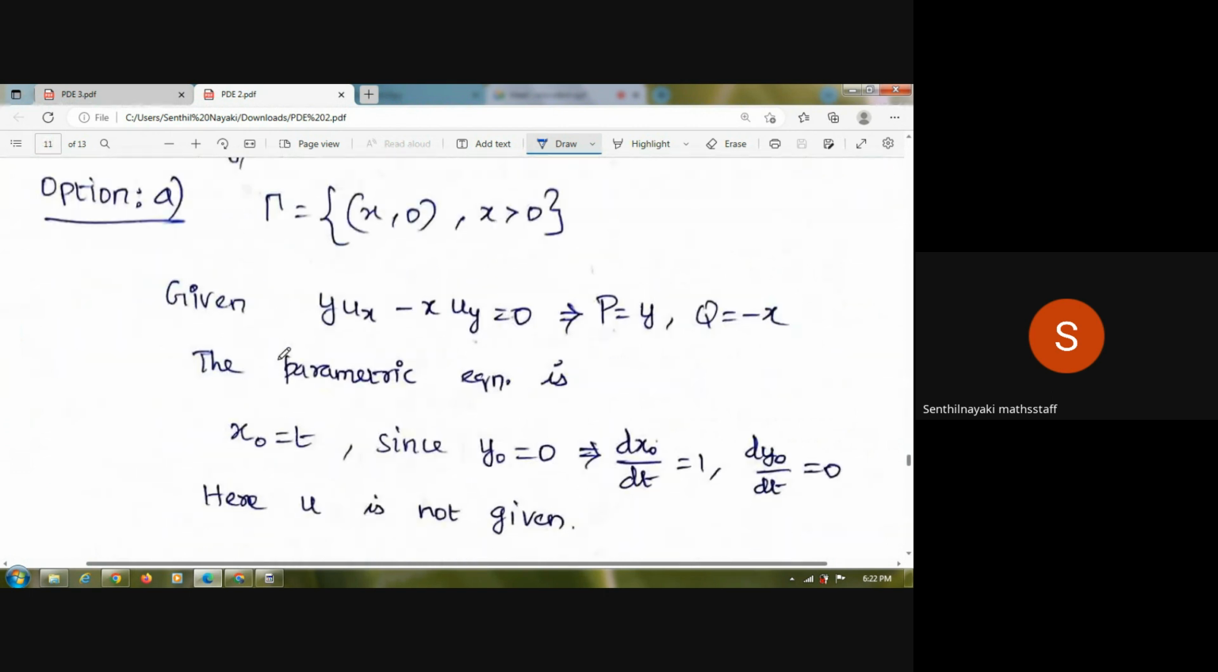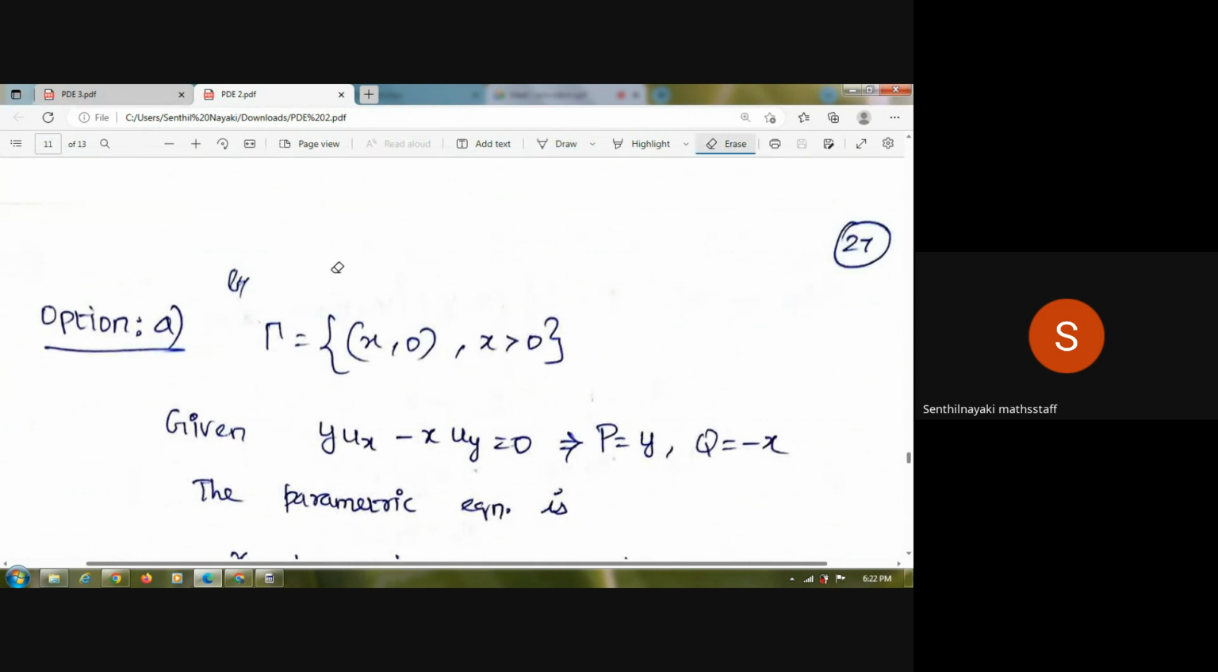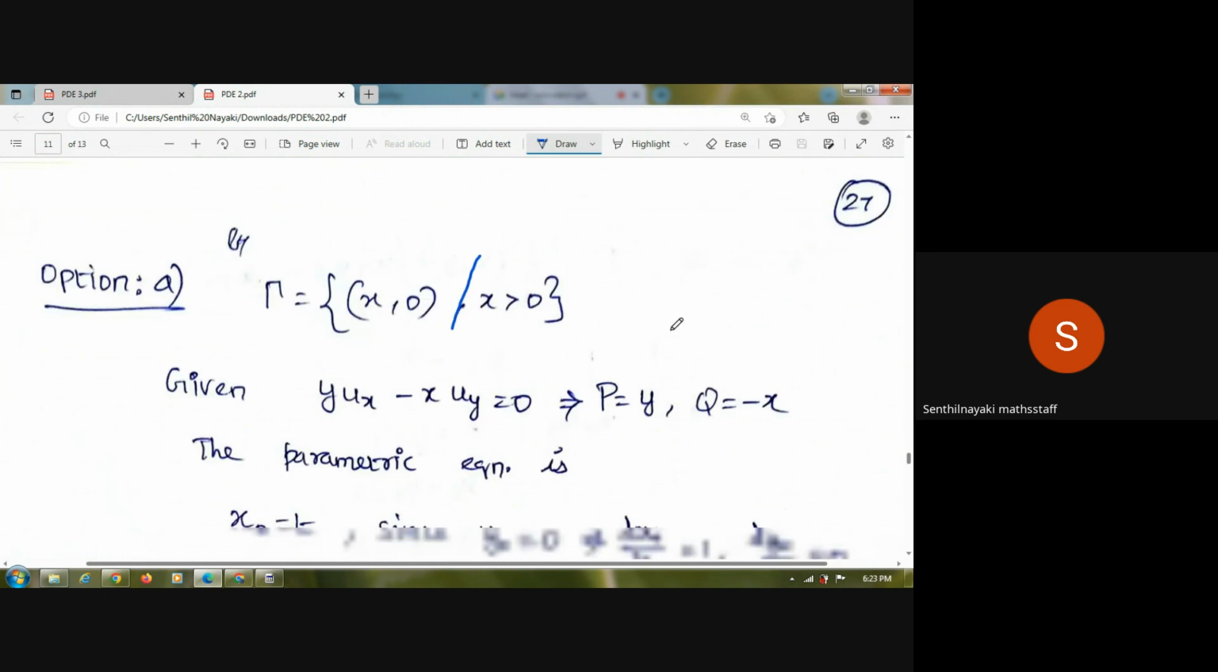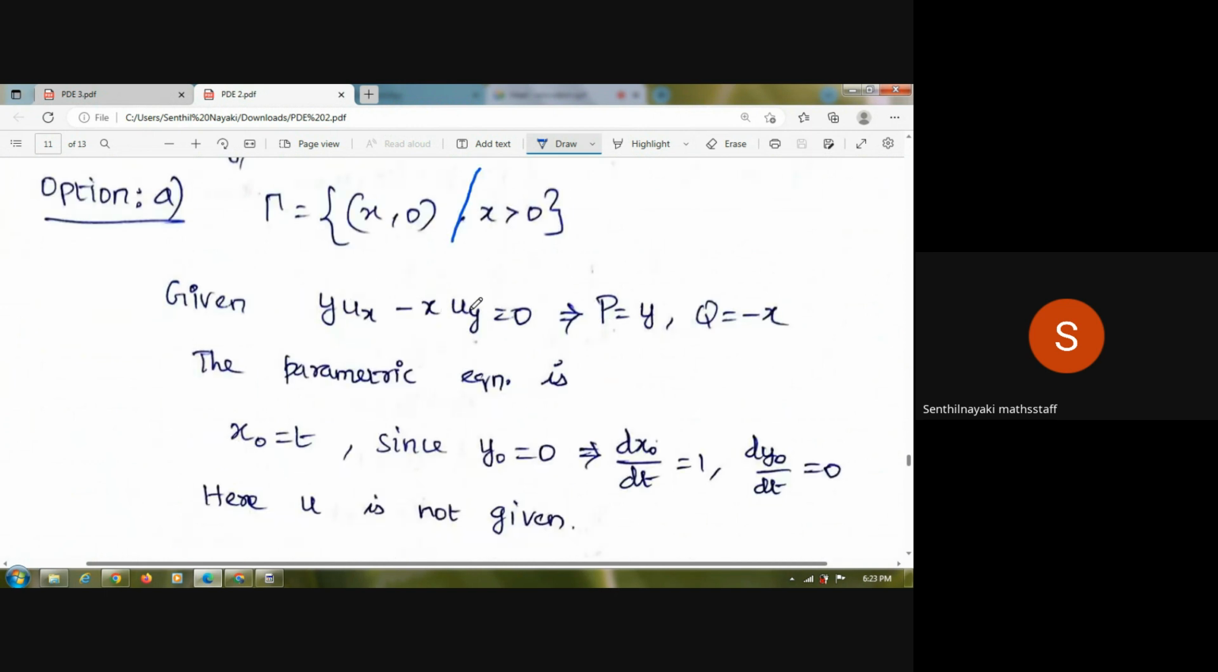For this, first we consider option 1, that is gamma equal to the set of all (x, 0), where x is greater than 0. The problem is y u_x − x u_y = 0. From this we can write P equal to y, because this is P and this is Q. Therefore Q equal to −x. Then what about R? Here there is no right hand side, therefore R equal to 0. The right hand side term is 0.